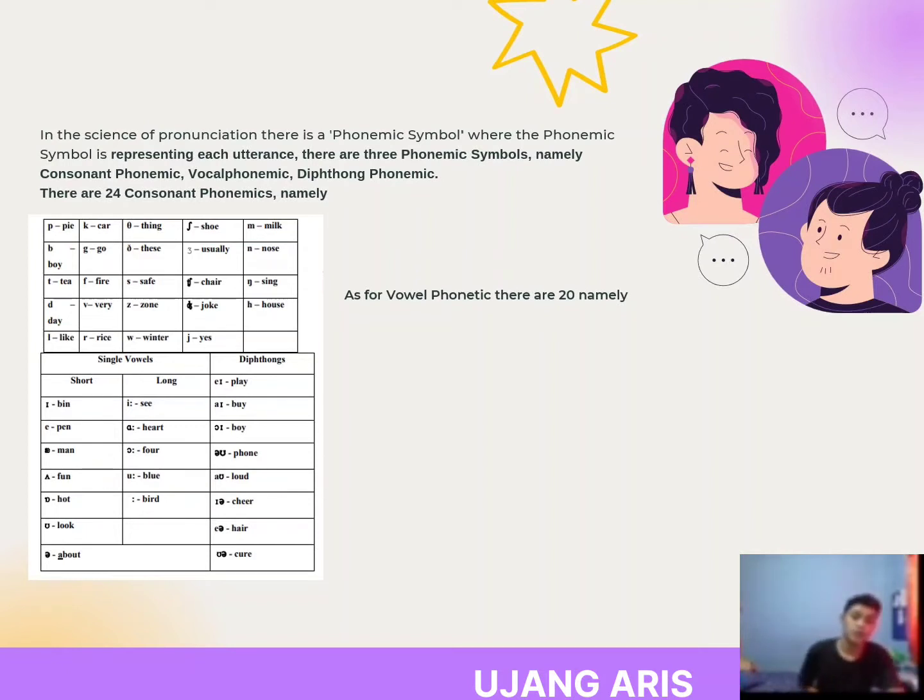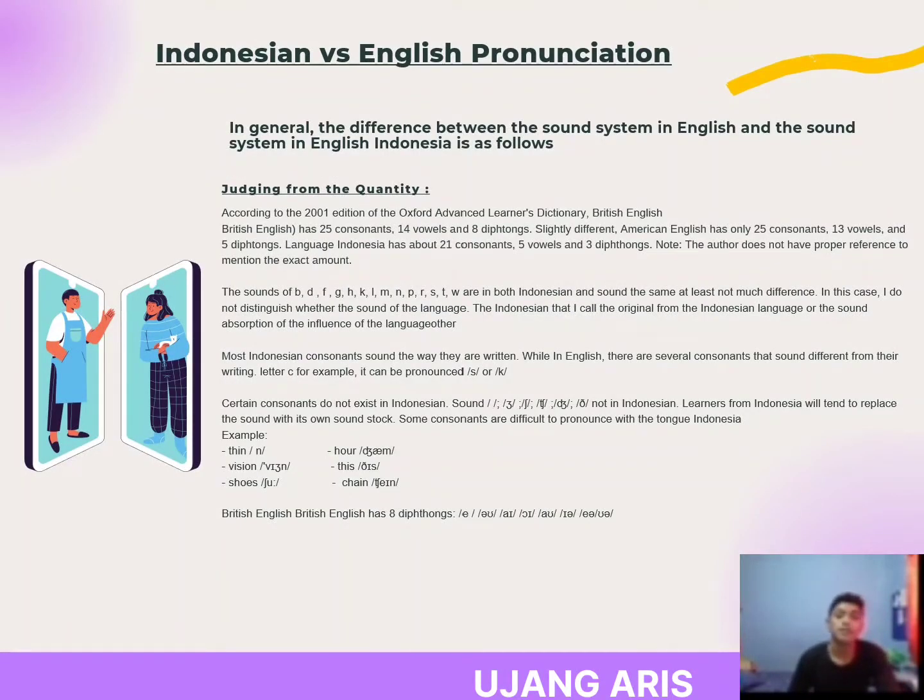Indonesian versus English pronunciation. In general, the difference between the sound system in English and the sound system in Indonesian is as follows. Judging from the quantity, according to the 2001 edition of the Oxford Advanced Learner's Dictionary, British English has 25 consonants, 40 vowels, and 8 diphthongs. Slightly different, American English has only 25 consonants, 30 vowels, and 5 diphthongs. The Indonesian language has about 21 consonants, 5 vowels, and 3 diphthongs. Note: the author does not have a proper reference to mention the exact amount.